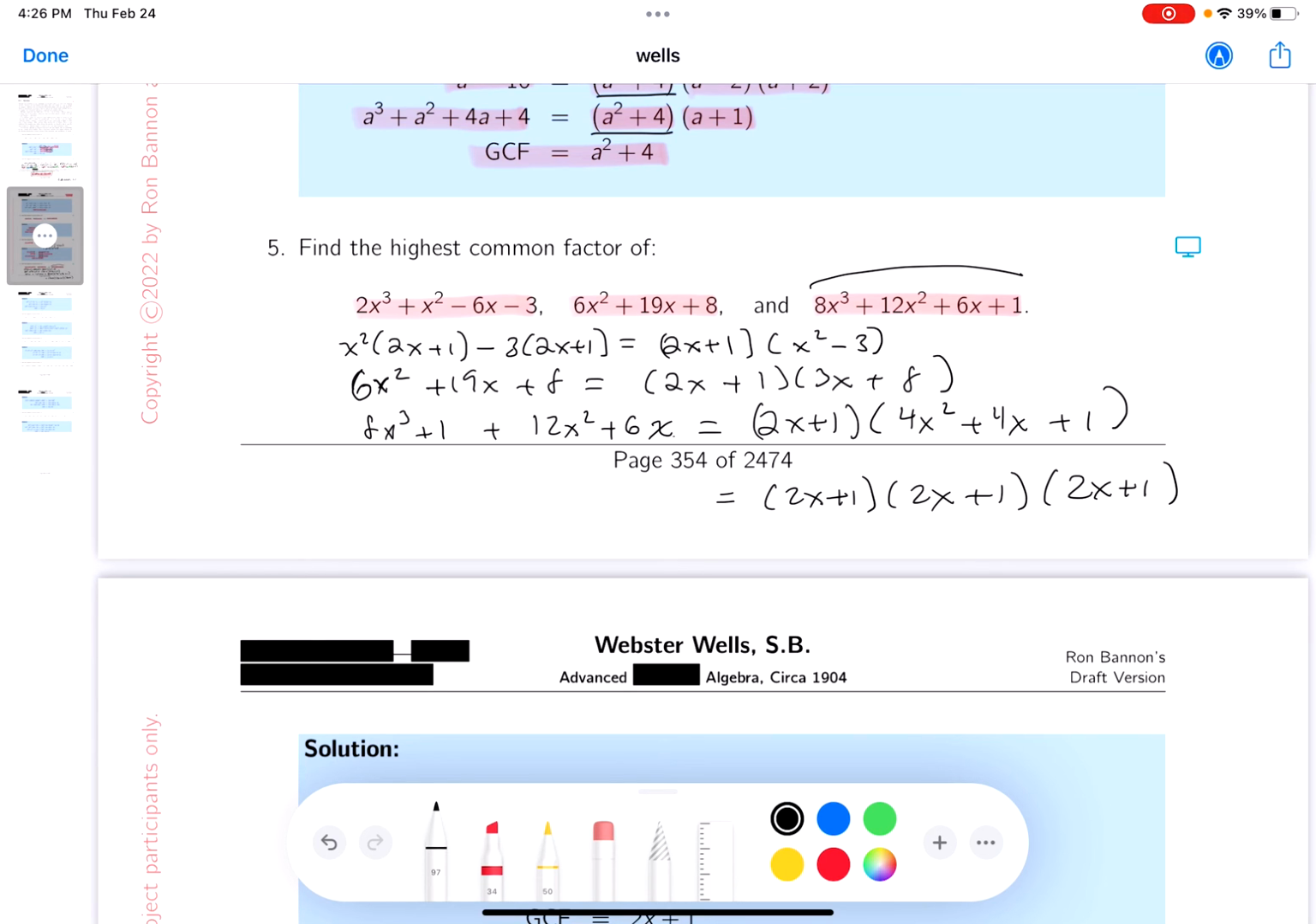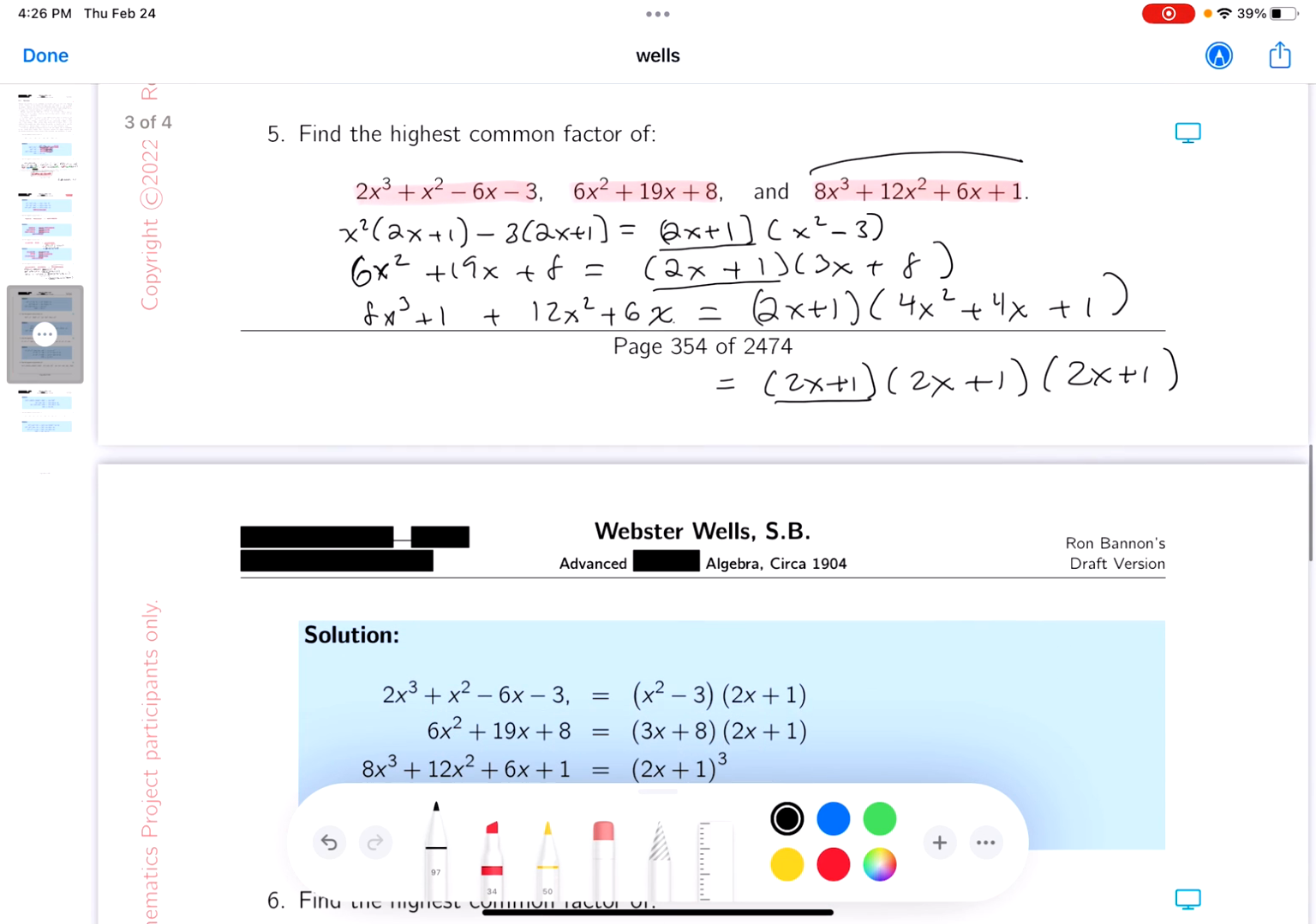The problem comes now: what are you looking for? You're looking for a factor that's common. So I'm going to say 2x plus 1 is the only factor common to all three of those expressions. So the greatest common factor is just 2x plus 1. And this is the GCF.